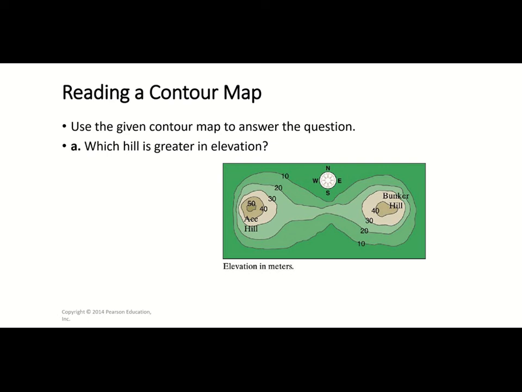All right, so if we are reading this map and they want us to know which hill is greater in elevation, either Ace or Bunker, if we look here, we can see they both start out at 10 meters in elevation above sea level usually. But Bunker Hill goes only up to 40 meters and Ace Hill goes up to 50. So Ace Hill has the greater elevation.